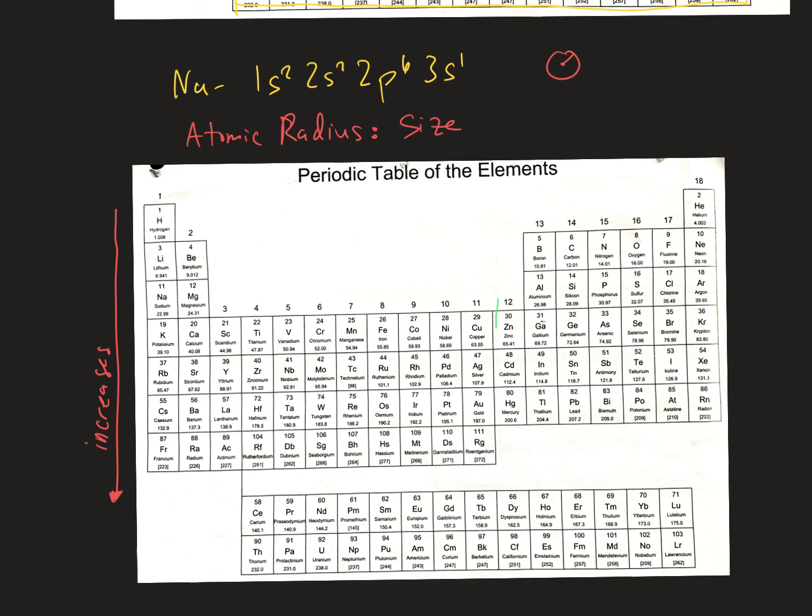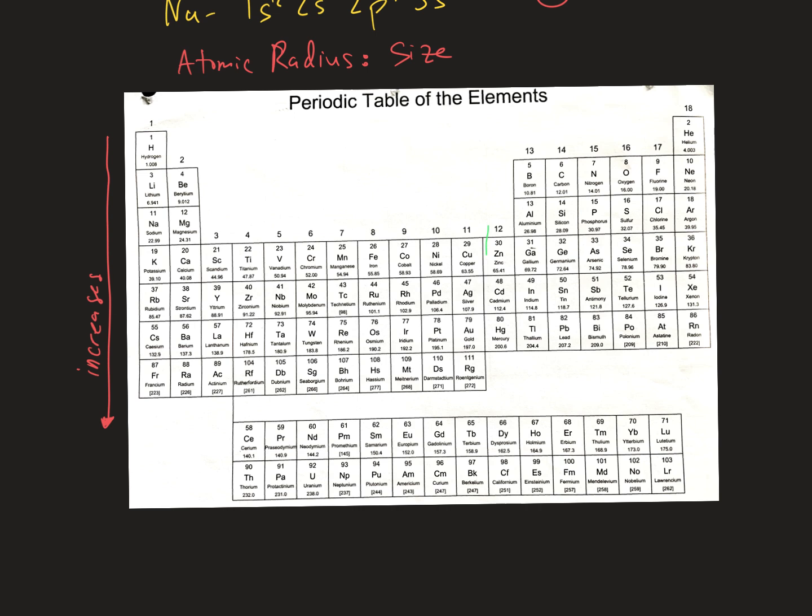The next one's not as straightforward, so let's make sense of it. As we go from left to right on the periodic table, it decreases. Now, it's the same shell or the same number of energy levels, so kind of seems like they should stay the same, right? But these guys are physical objects, physical particles, right? So they have to follow the laws of physics.